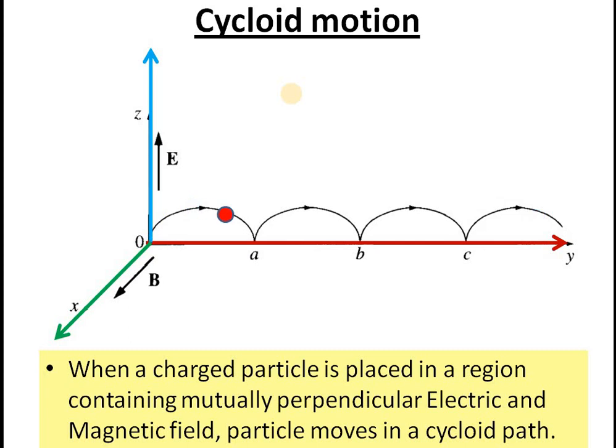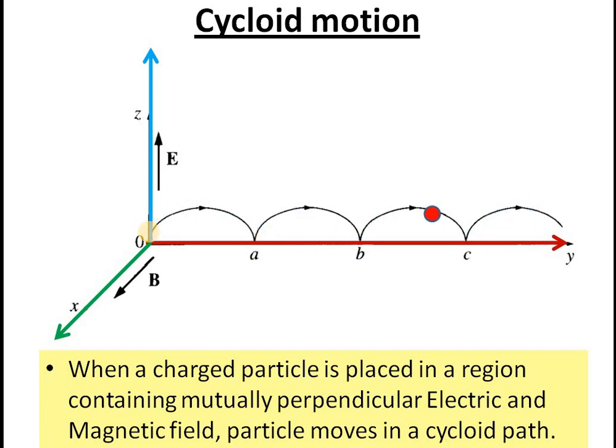The region should contain mutually perpendicular electric and magnetic fields, and particles should enter perpendicular to both E and B. So this is the case of a positively charged particle like protons, and for an electron the motion will be in the opposite direction. We can work it out, but presently we are considering only the positively charged particle.